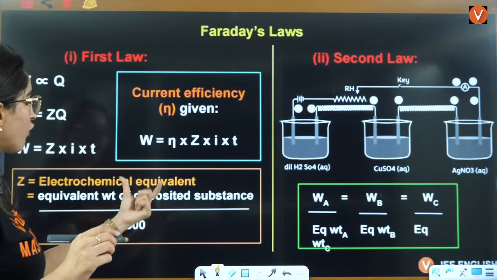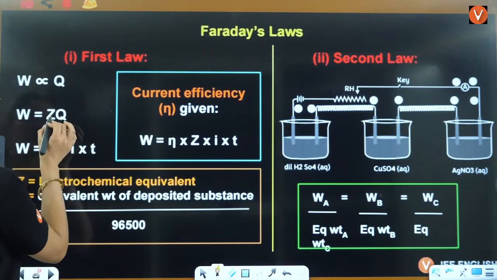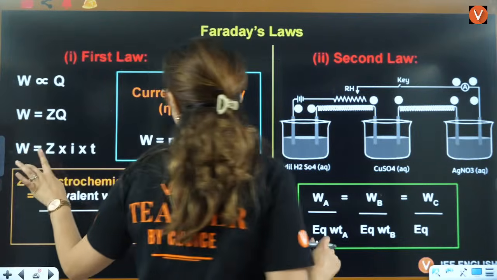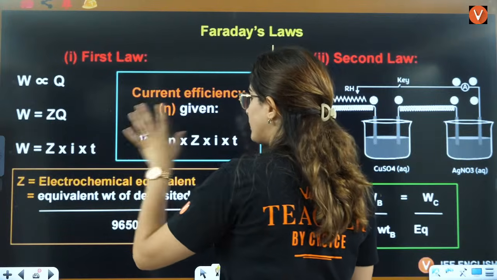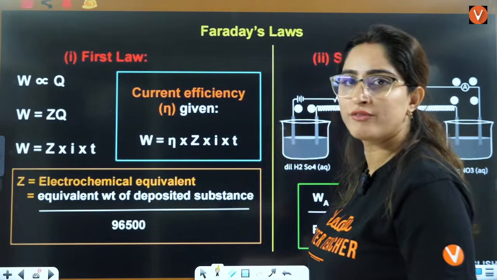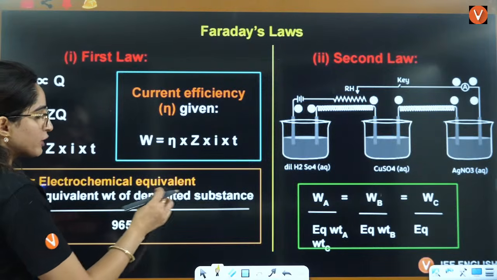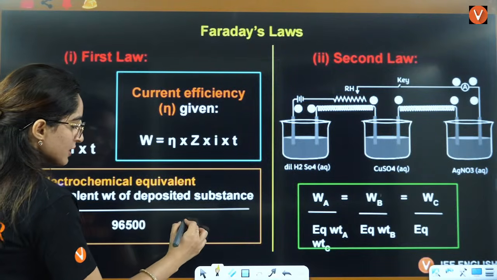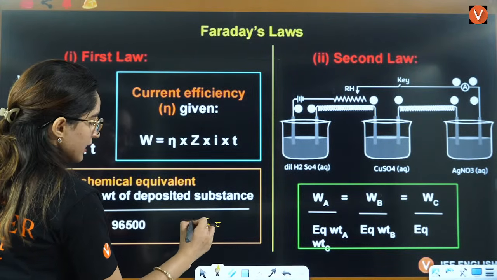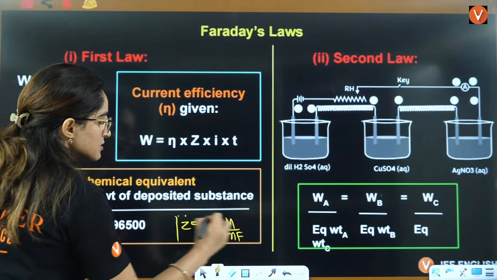So equivalent weight of the deposited substance divided by 96500. So weight is equal to Z into Q. Q is nothing but I into T. So weight deposited is equal to Z into I into T, right? Now what is the value of this Z here? Z is nothing but equivalent weight deposited divided by Faraday, and equivalent weight is nothing but molar weight by n. So that is the value of Z.